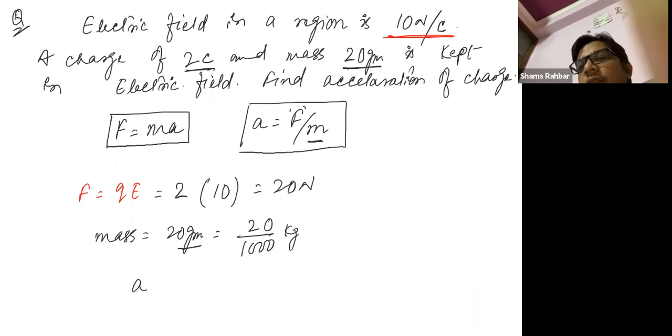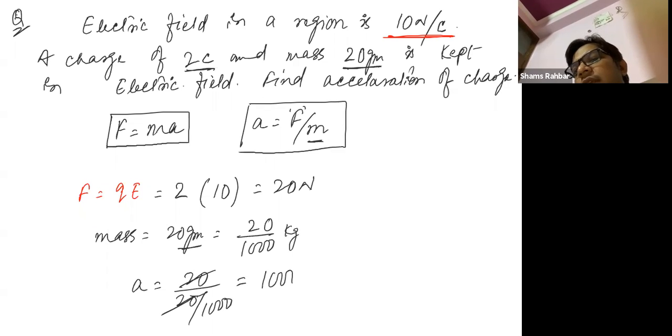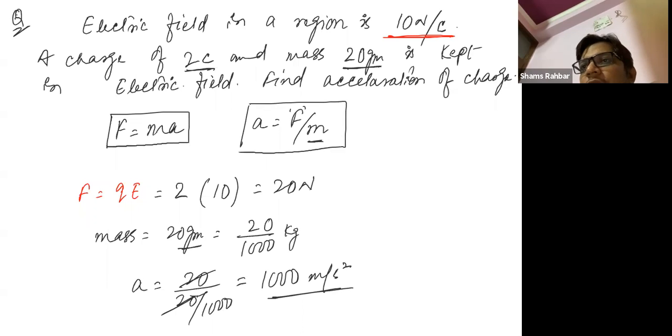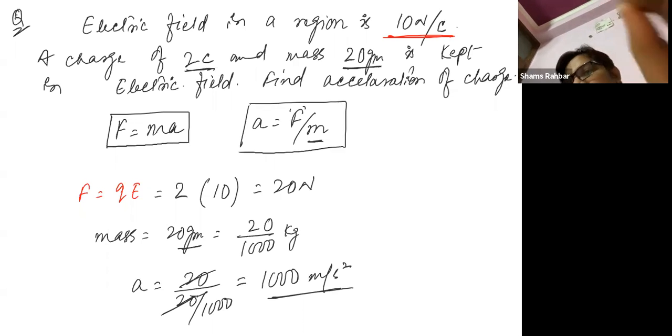So what will be the value of acceleration? 20 divided by 20 by 1000. 20 and 20 cancels out. What you will get is 1000 meter per second. ये 1000 will go into the numerator, right? Meter per second square. Am I correct? Tell me yes or no. Yes, sir. Sonam Wangmo, your answer was correct. Good. But I forgot to square, sir. Second square. That is the case of unit, but magnitude wise your answer is right.